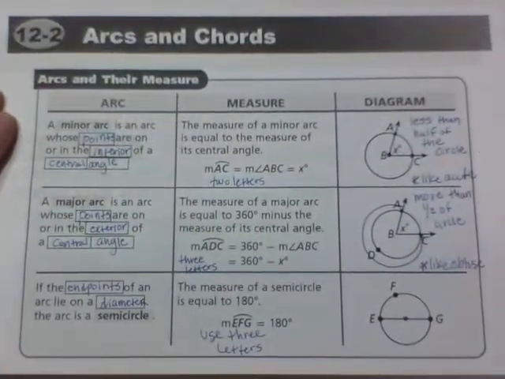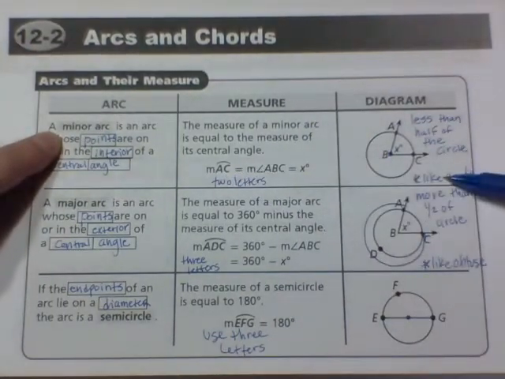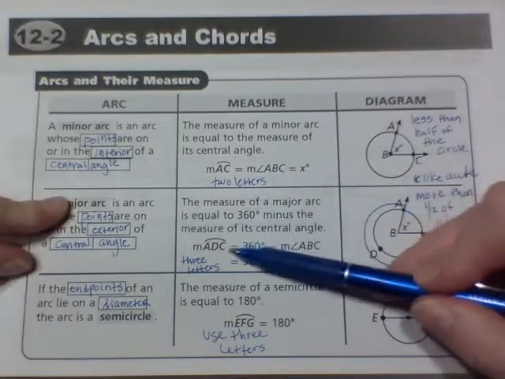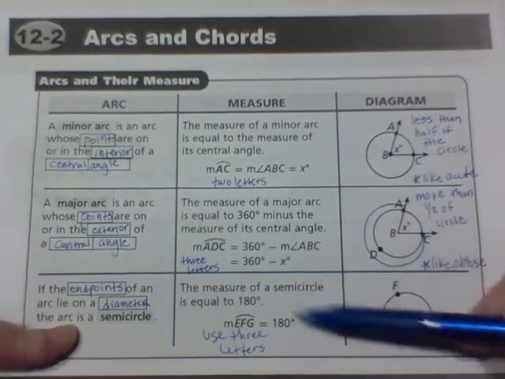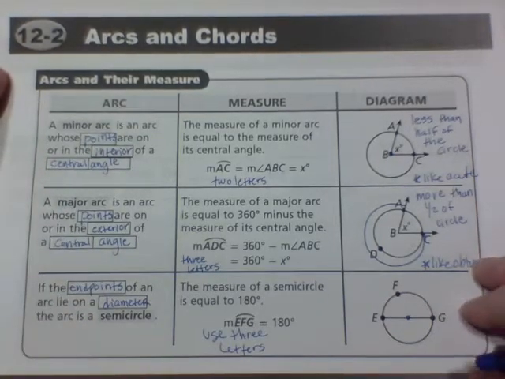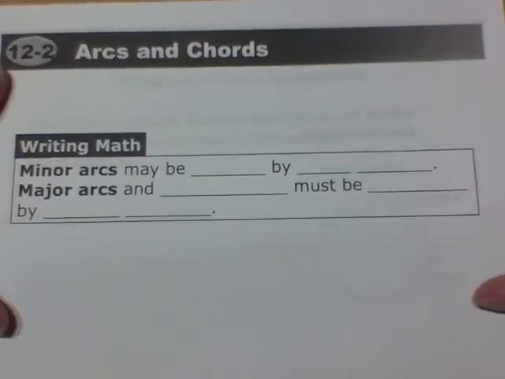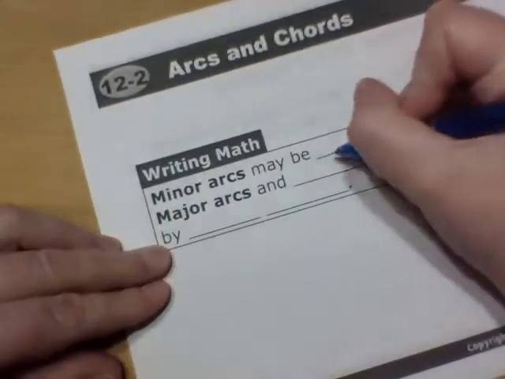Alrighty, so those are kind of our main ideas, how to label a minor arc and what it means. It's less than half. Major arc, how to label it and that it's more than half of the circle. And then a semicircle, which is semi of the circle or half of it. So, all right. Again, just to reiterate, when we are talking about writing minor arcs, they need to be named by 2 points.